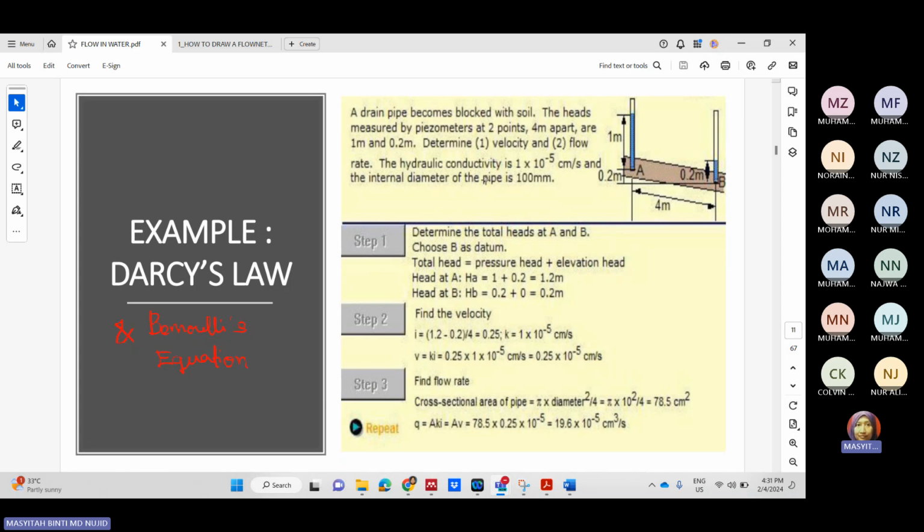Okay, the hydraulic conductivity is a times power -5 centimeter per second, and the internal diameter of the pipe is 100 millimeter. So antara cabaran for engineering students mostly adalah unit conversions. So kalau you tengok to this problem, we have at least two different units given in this question. Firstly, kita akan nampak unit dia meter. Another one, kita ada 3 unit berbeza. Firstly is a meter, and then kita ada centimeter, and finally kita ada millimeter.